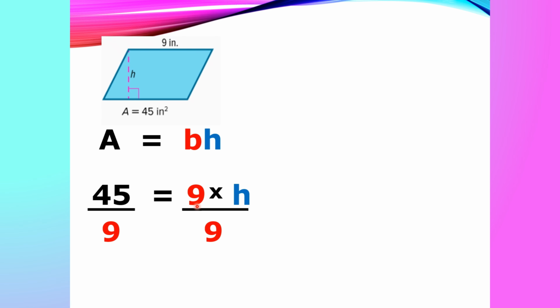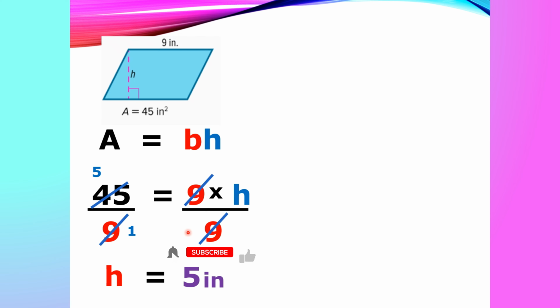So 45 divided by 9 and 9 divided by 9. 45 divided by 9 gives us 5. And 9 will cross out the other 9. So it means the height is 5 inches. And you can check to see if your answer is correct. Multiply the height, which is 5, by the base, which is 9, to give you the area, which is 45.